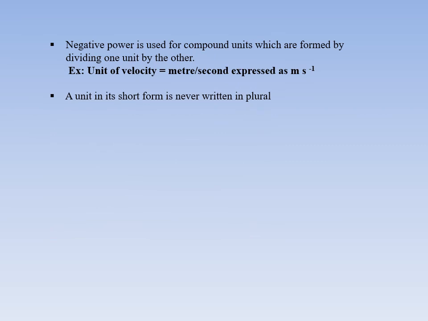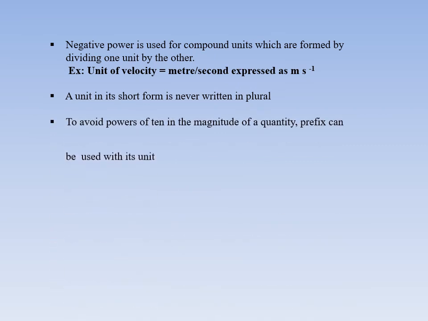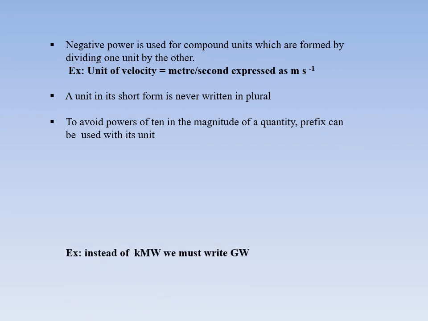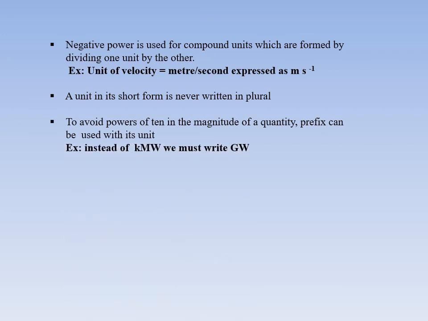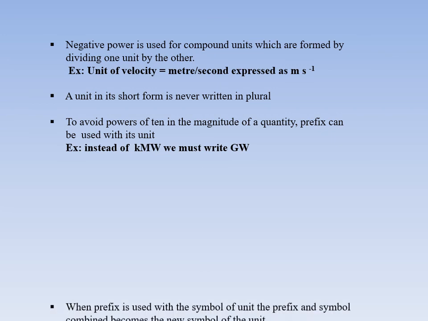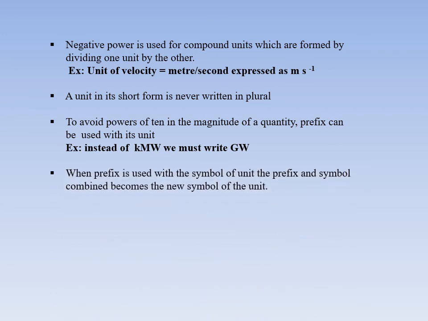To avoid powers of 10 in the magnitude of a quantity, a prefix can be used with its unit, but a unit must not be written with more than one prefix. For example, instead of kmW, we must write GW. When a prefix is used with the symbol of a unit, the prefix and symbol combined become the new symbol of the unit. For example, km cube means (10 to the power of 3 m) whole to the power of 3, which is equal to 10 to the power of 9 m cube. It does not mean 10 to the power of 3 m to the power of 3.